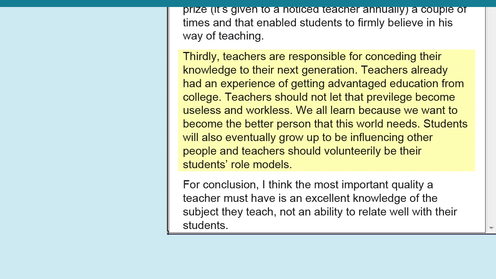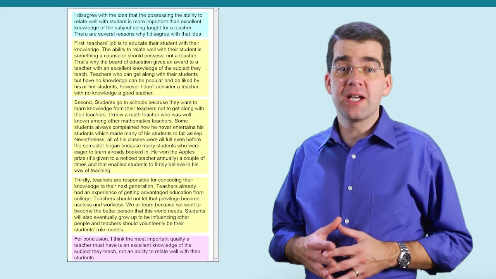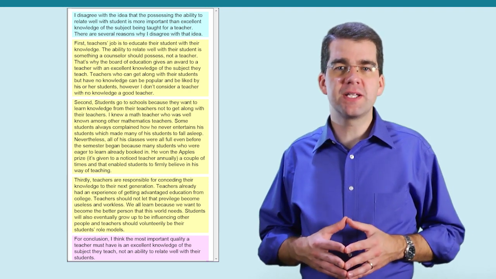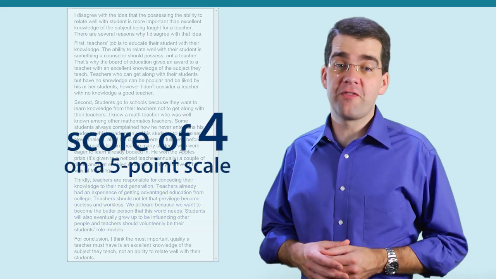The writer talks about how teachers have the obligation to pass on what they have learned. But there are some errors of word choice, like conceding their knowledge and advantaged education, and the connection of ideas is somewhat unclear. For example, what's the purpose of saying, "We all learn because we want to become the better person that this world needs"? So overall, the essay is well organized and makes solid points. But given the word choice and unclear connection of ideas, especially in the fourth paragraph, this essay would receive a score of 4 out of 5.